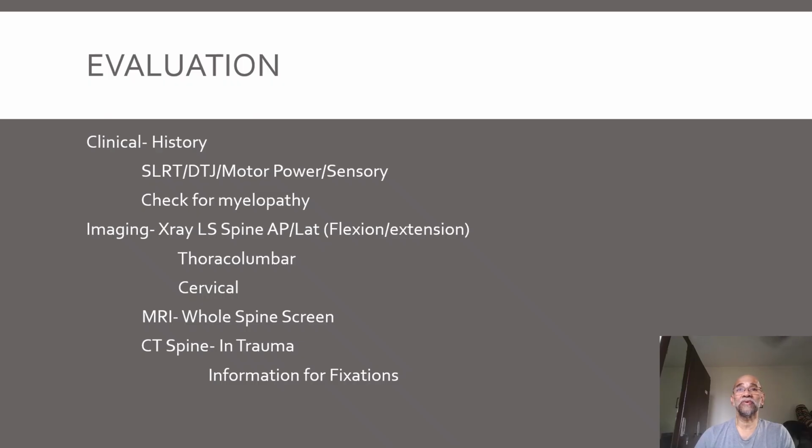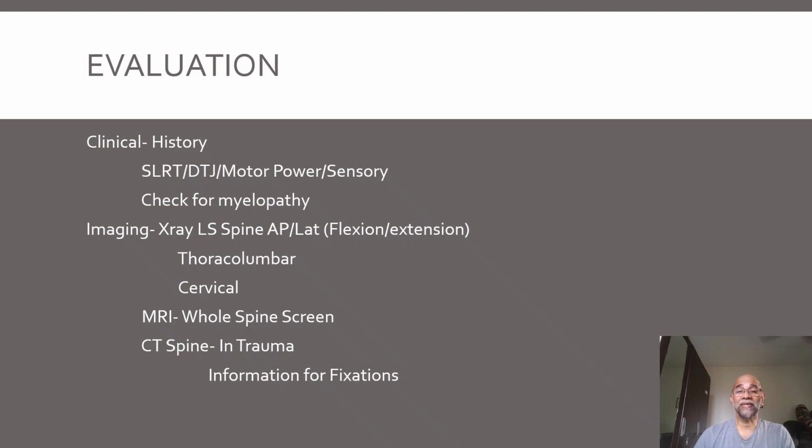Always check for myelopathy features. If the reflexes in the lower limb are brisk, even if there is only complaint of lower limb pain, please evaluate the cervical spine also, because we might miss a cervical myelopathy.